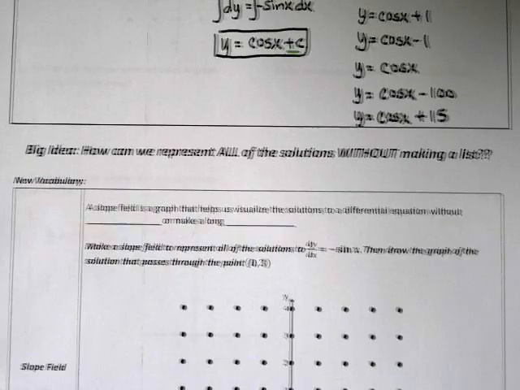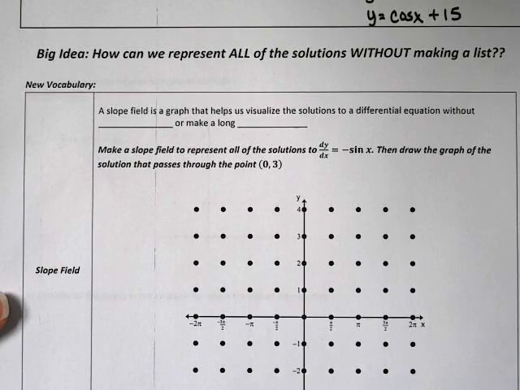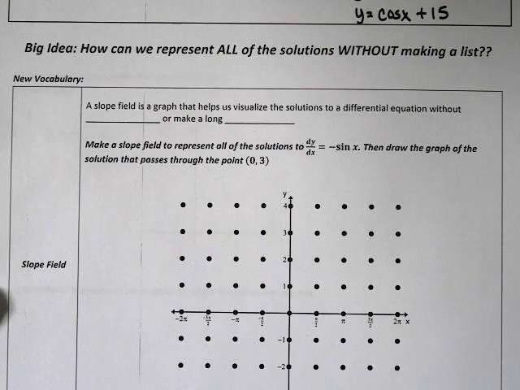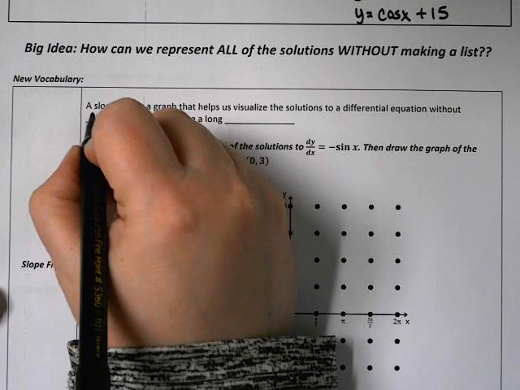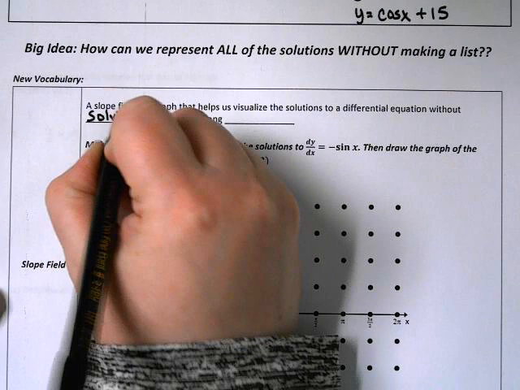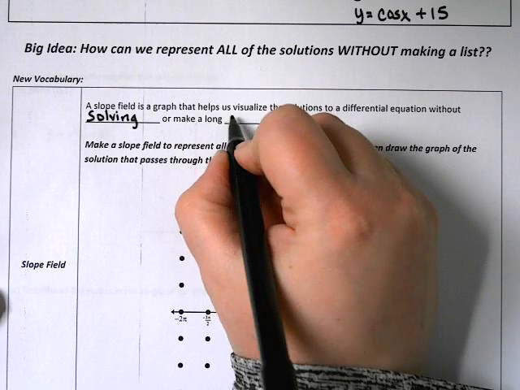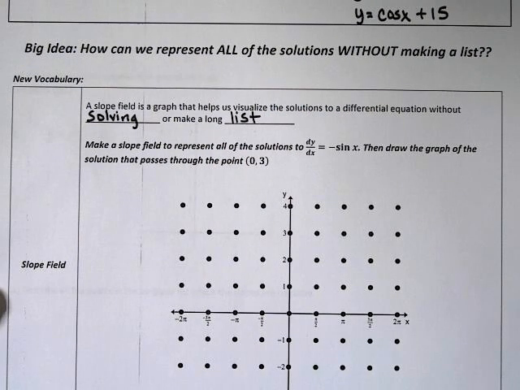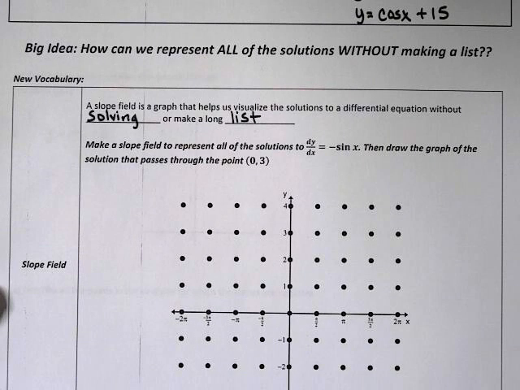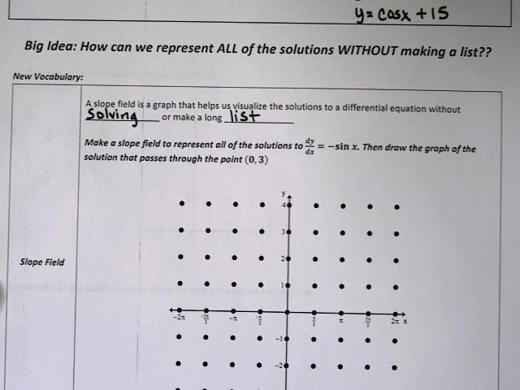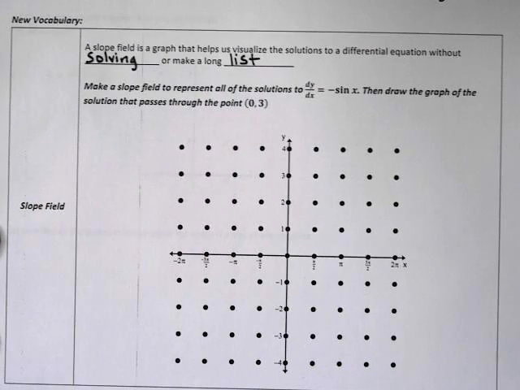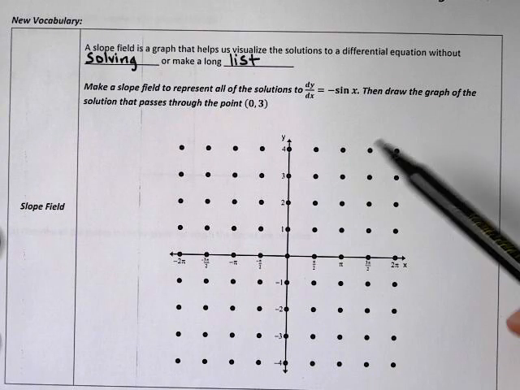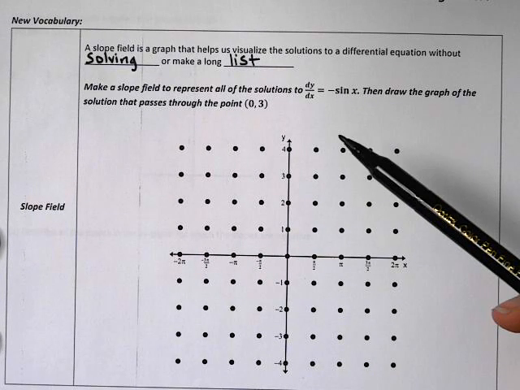A slope field is a graph that helps us visualize the solutions to a differential equation without solving or making a long list. So let's see what this problem looks like. Make a slope field to represent all of the solutions to dy dx equals negative sine of x. Then draw the graph of the solution that passes through the point 0, 3.